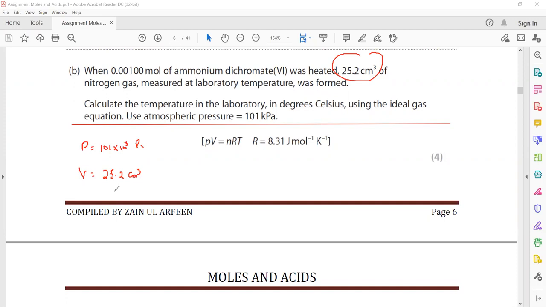So to convert centimeter cube into meter cube, because to convert centimeter into meter, we divide by 100, but it is centimeter cube into meter cube, so we will divide by 100 cube. So 25.2 divided by 100 cube, this will come out as 2.52 into 10 power minus 5 meter cube. Then the number of moles they already mentioned in the question.